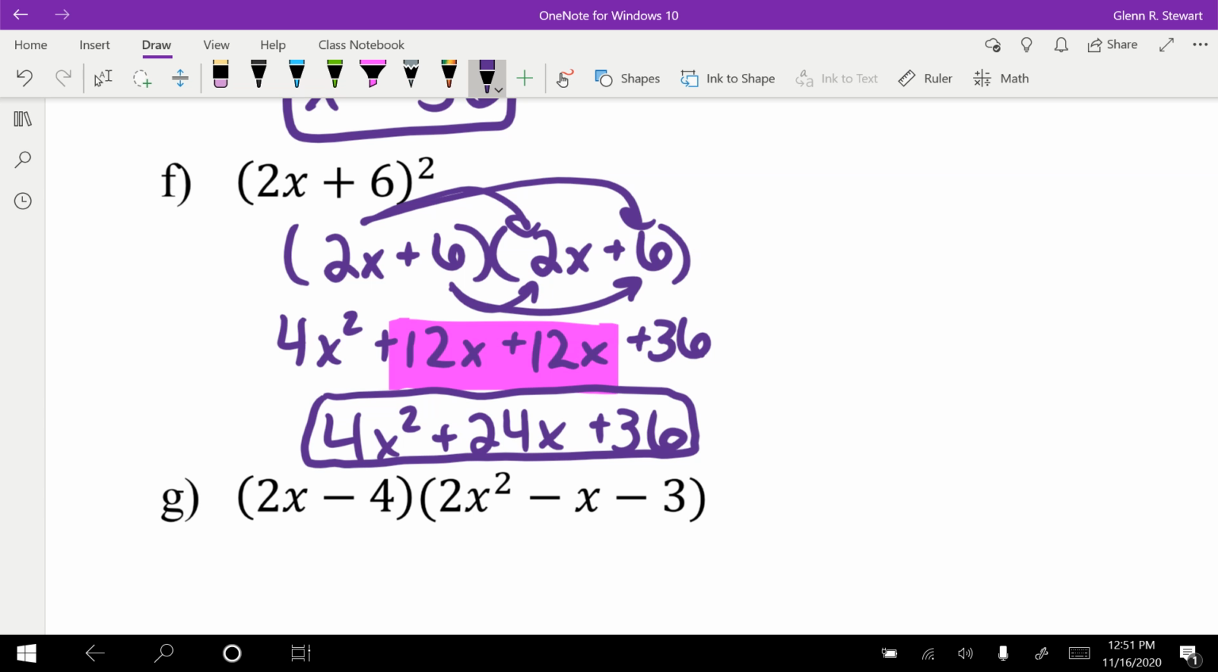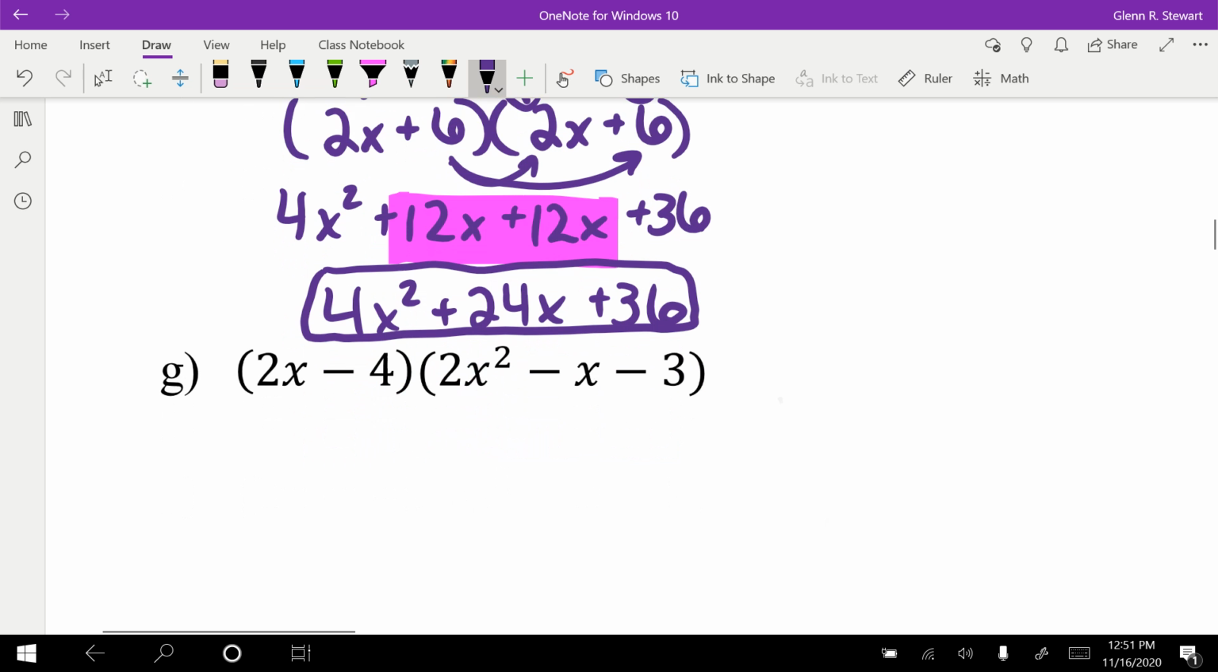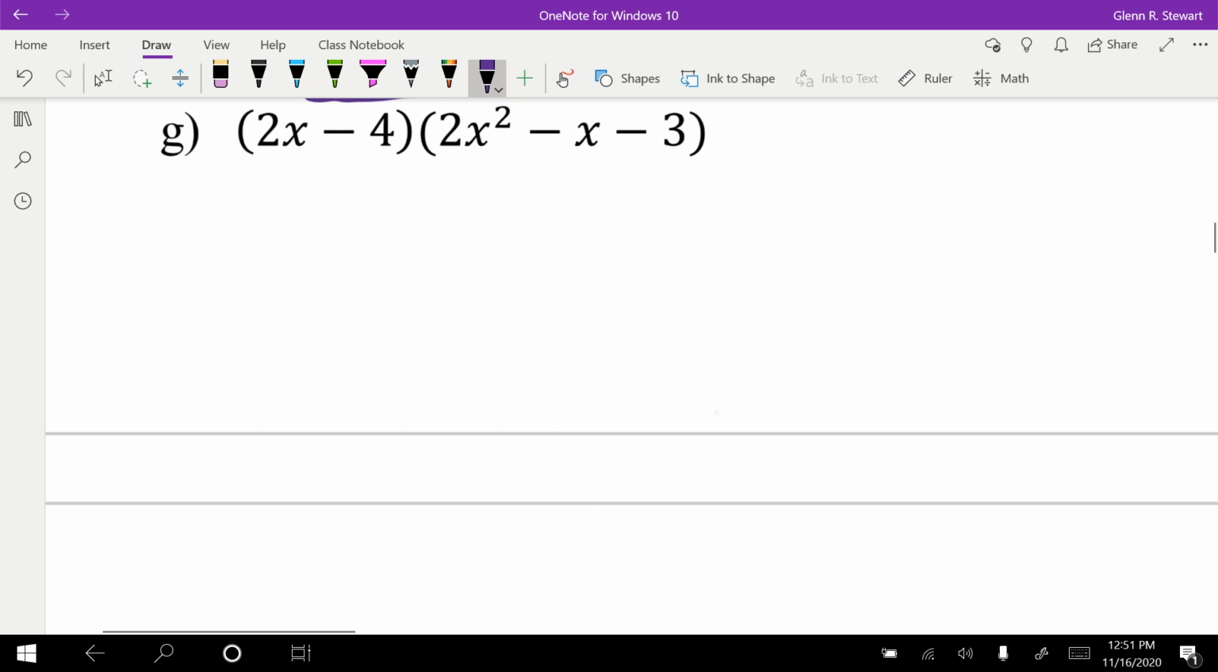So anytime that you see one binomial, essentially, because there's two terms, binomial squared, you have to write it twice. Then you have to do your distribution. The last one, letter G, if you notice, we have one binomial, the 2x minus 4, and then we have the other one, which is a trinomial, 2x squared minus x minus 3. We are going to have to distribute to each one of those. So let me show you how this is done.